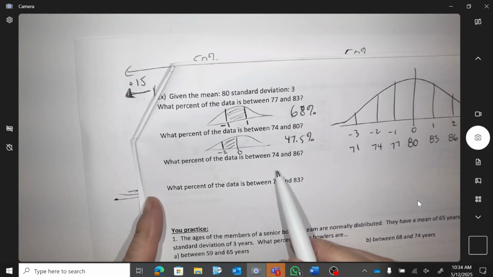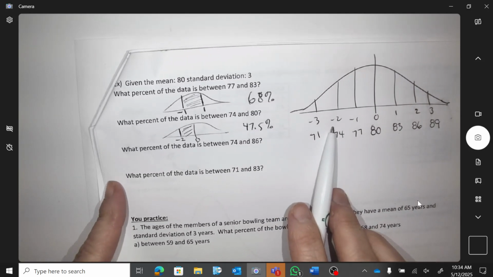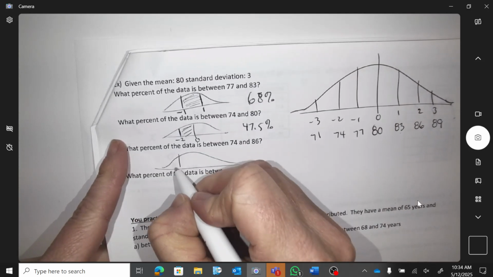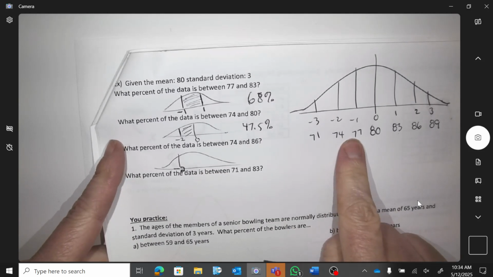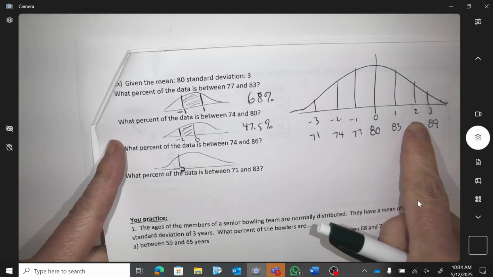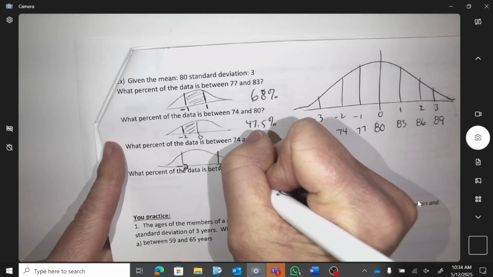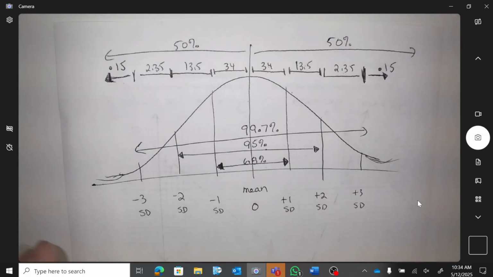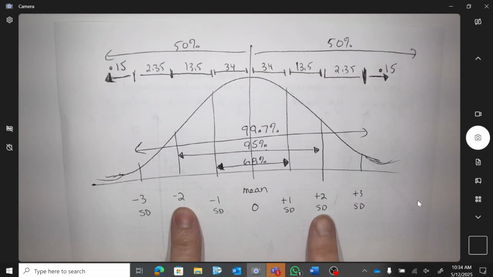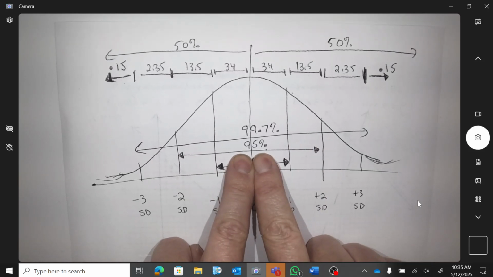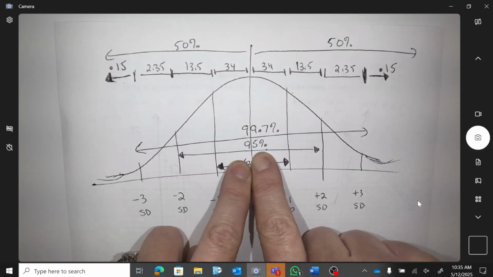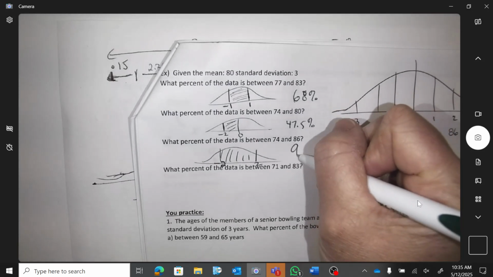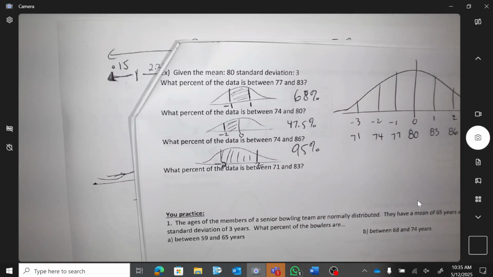Okay, so we're going to go from 74, so from the negative 2 spot, up to 86. So that's positive 2. What percent of data is on your chart between the negative 2 zone and the positive 2 zone? So from negative 2 to positive 2, what's the percent chunk between those numbers? This is this. So my answer is 95% of whatever this is, the test takers.